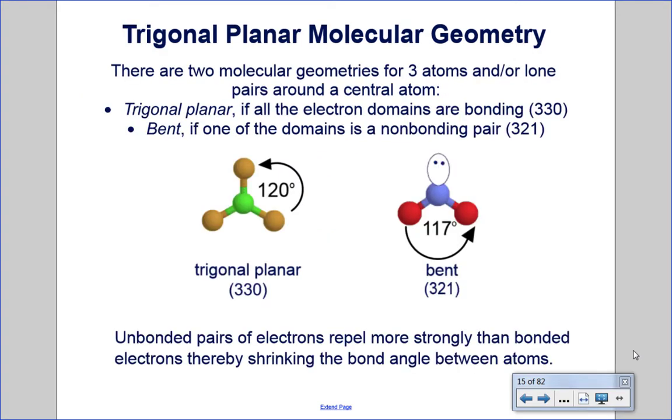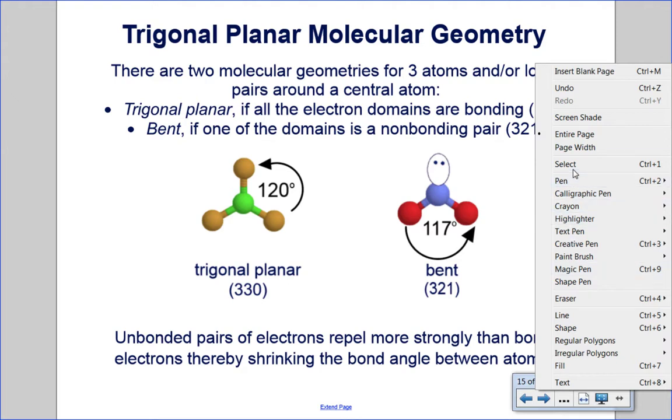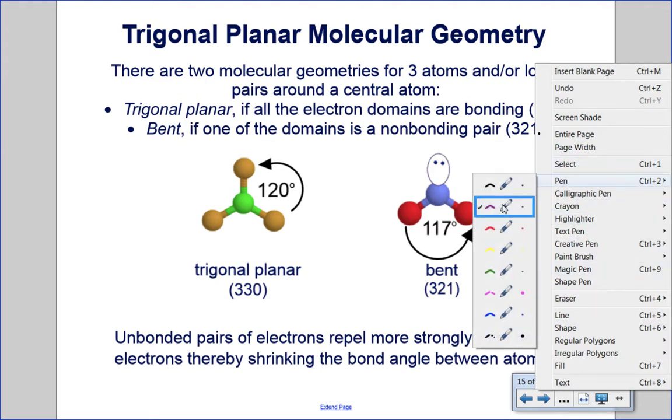For molecules with 3 atoms around a central atom, or with a VSEPR first number of 3, these are called trigonal planar geometries. There are 2 forms of molecules in this case. Trigonal planar, if all of the electron domains have bonds, or bent, where one of the domains is a non-bonded pair. Let's take a look at each of these.